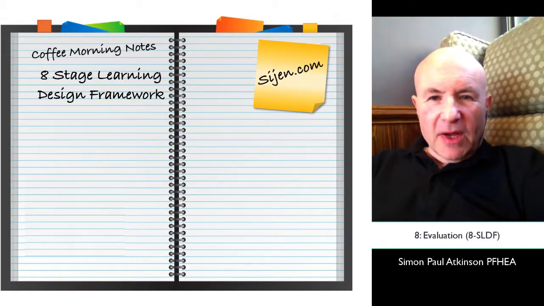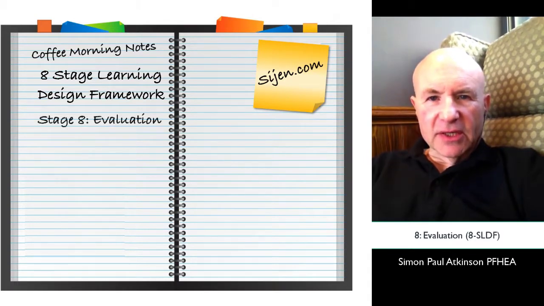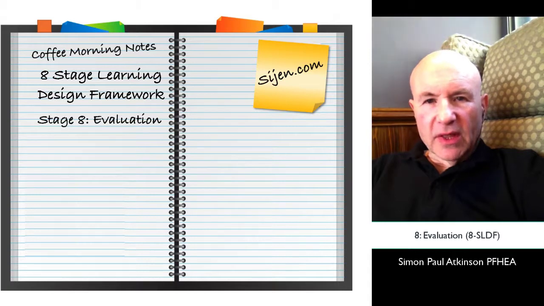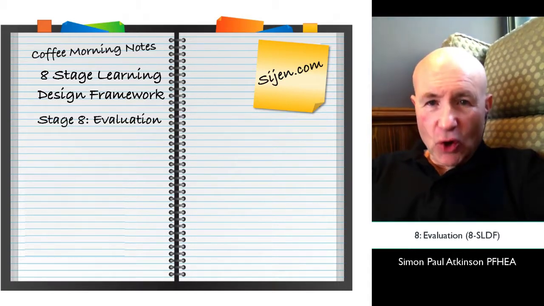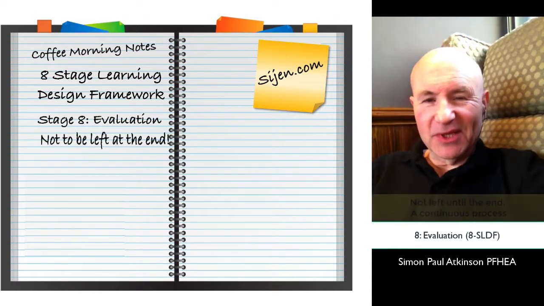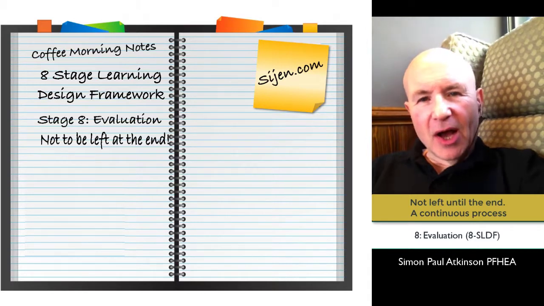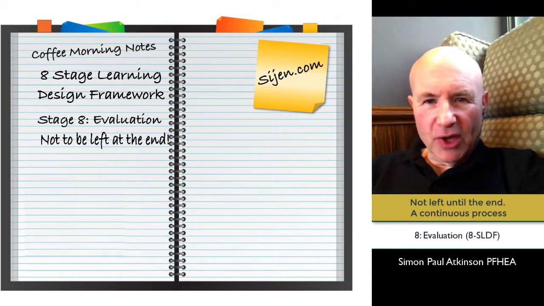Good morning. This morning I'm going to talk about stage 8 of the 8-stage learning design framework, so the final stage, which deals with evaluation. Essentially, evaluation, although it comes as the final stage, is not something that you leave until the end of a program. You don't run a course or a module or a program and then worry about how you're going to evaluate it.